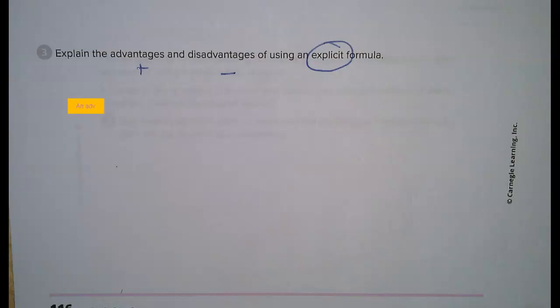So an advantage of an explicit formula is that once the formula is written, you can use it to find any term at all. So once the formula is written, you can use it to find any term, right? So you can use it to find the third term, the 10th term, the 1,000,000th term. You can use it to find any term.